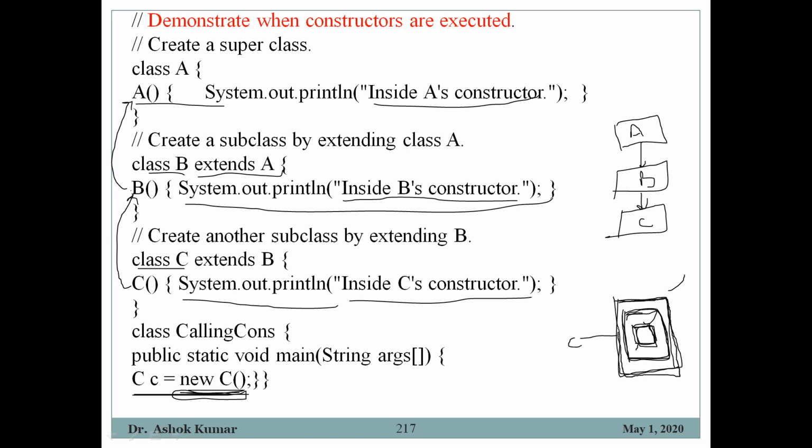That means then the C class constructor will be called. It's clear from this diagram as well, because the C class object is containing the B class and A class object. That means those two class constructors will be called first, then only the C class constructor will be called. So this concept is called constructor chaining. In this case, the subclass constructor automatically calls the superclass constructor.